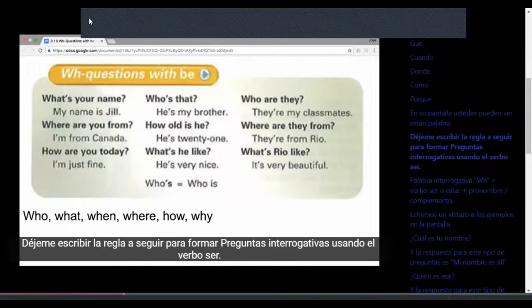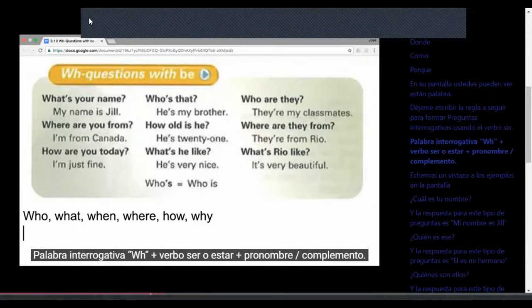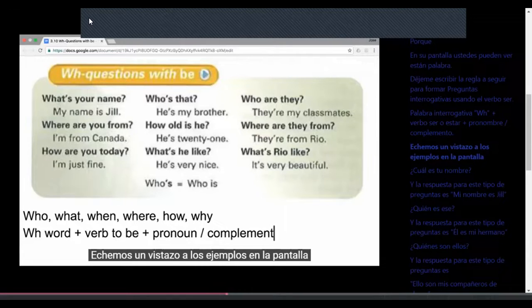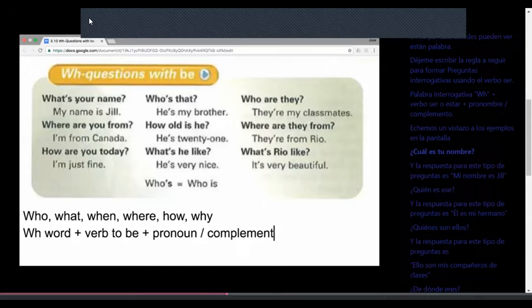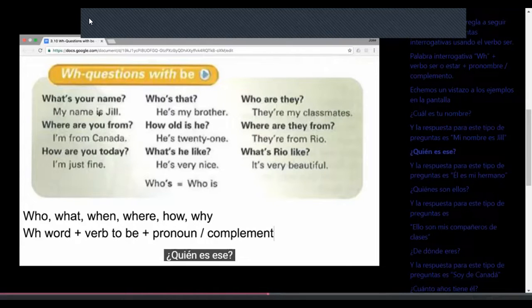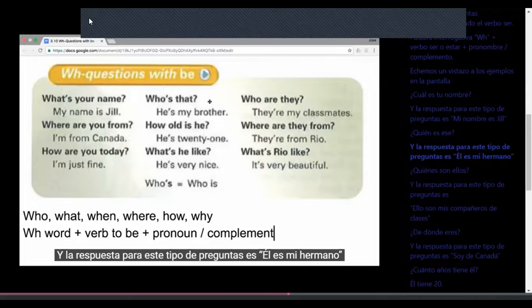Let me write the rule to follow in order to form WH questions. You're going to have a WH word plus the verb to be plus some kind of pronoun or complement. Let's take a look at some of the examples on the screen. What's your name? And the answer for that type of question is, my name is Jill. Who's that? And the answer for that type of question is, he's my brother.